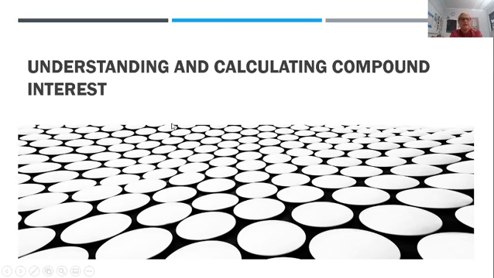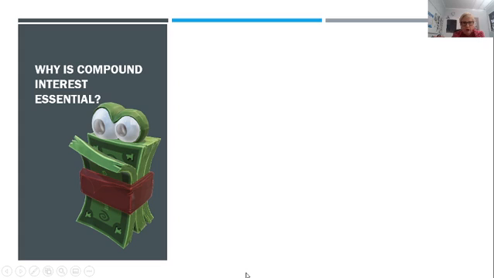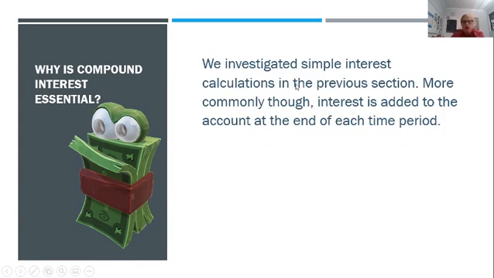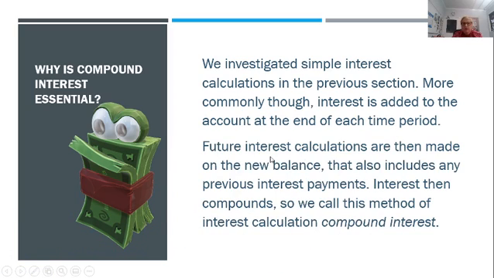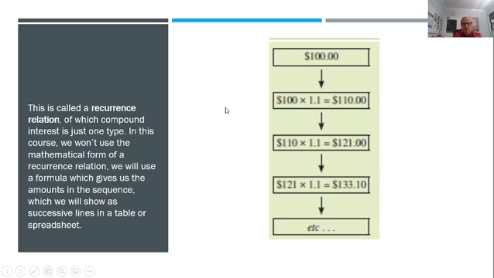Okay guys, so today we're looking at understanding and calculating compound interest. So why is compound interest essential? We've already looked at simple interest in the previous section. More commonly though, interest is added to the account at the end of each time period, and I'm going to show you what I mean. Future interest calculations are then made on the new balance, and that includes any previous interest payments, and then the interest compounds, and that's why we call it compound interest.